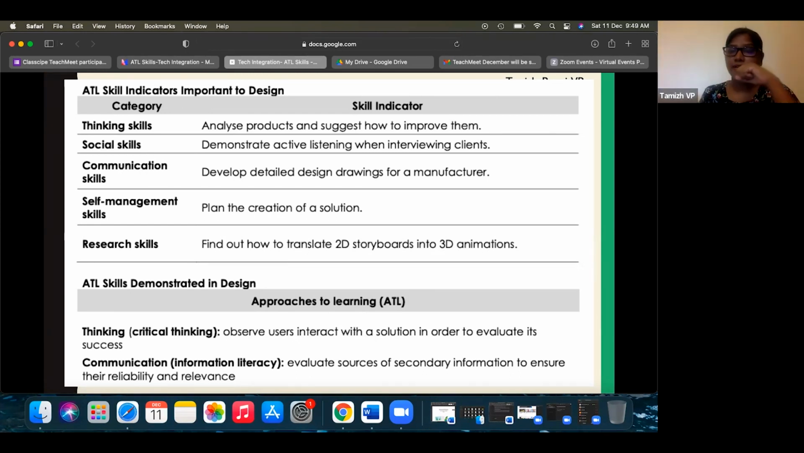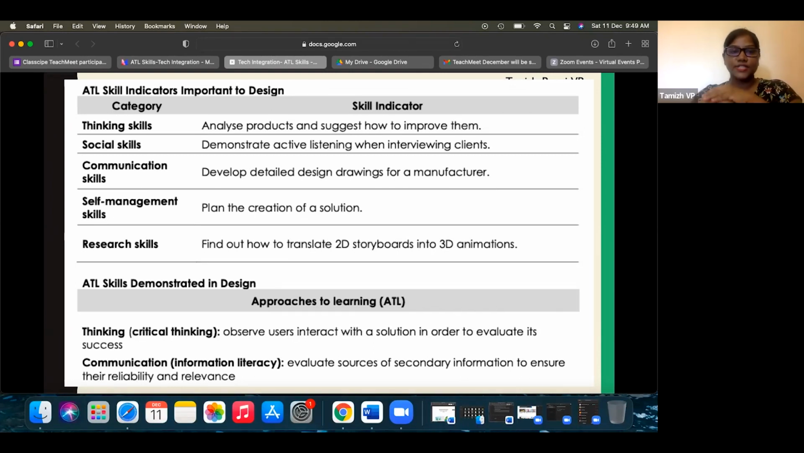Research skills. They learn a lot. They are always attached to the internet, to the books, to newspapers. How are they able to get information related to the product that they are making? Like which product is the most selling in the market? What kind of bottles will quickly get me more customers? So that kind of research skills are also needed while making a solution. And mostly the two main skills demonstrated in design subject are thinking and communication. And when it comes to thinking, it's critical thinking. And for communication, we focus a lot on information literacy.